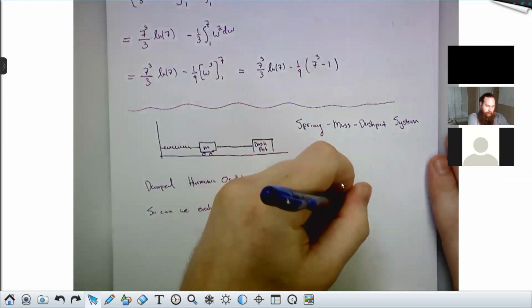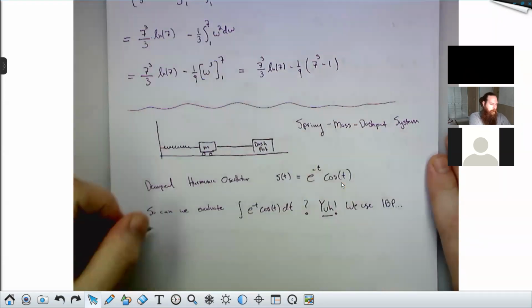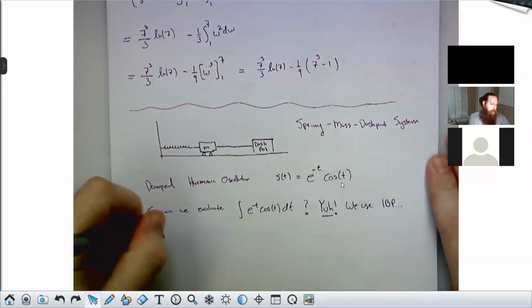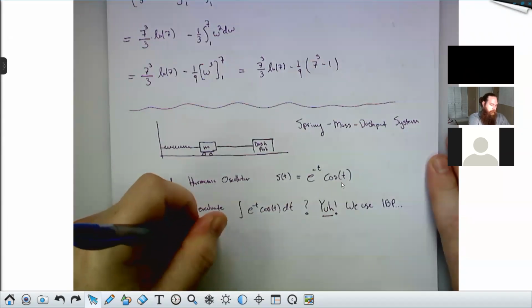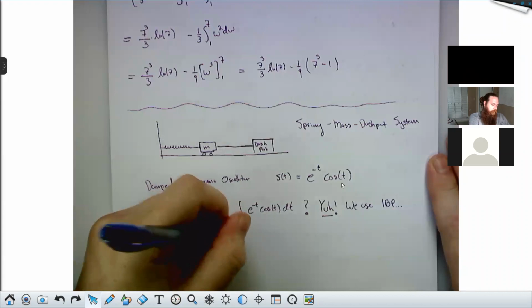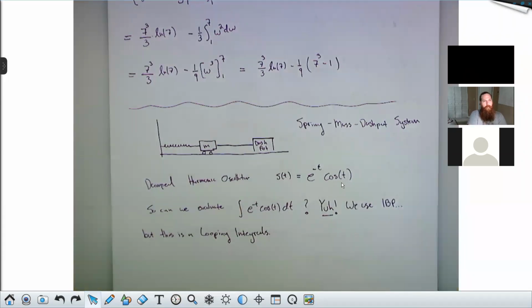We use IBP, but this integral is special. We call them looping integrals. So the reason I'm taking so long to build this up is because looping integrals are a little bit weird. When I teach this stuff in person, I can watch the brains of my students slowly drip out their ears.